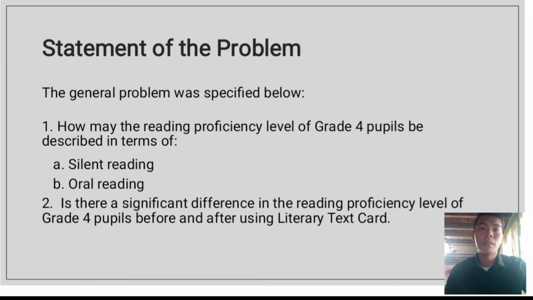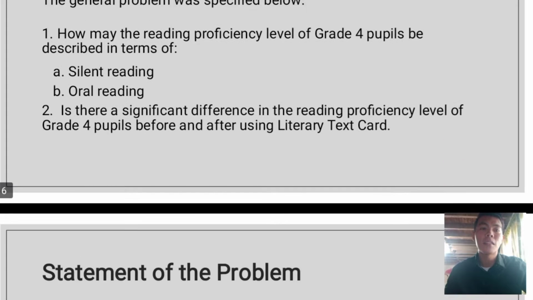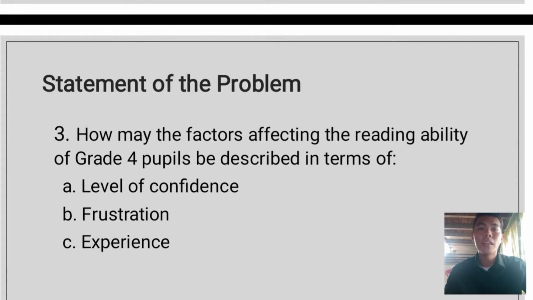Statement of the problem. The general problem was specified below. Number 1. How may the reading proficiency level of grade 4 pupils be described in terms of silent reading and oral reading? Number 2. Is there a significant difference in the reading proficiency level of the grade 4 pupils before and after using literary text card? And number 3. How may the factors affecting the reading ability of grade 4 pupils be described in terms of level of confidence, frustration, and experience?